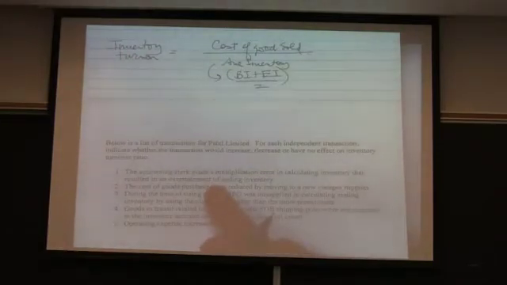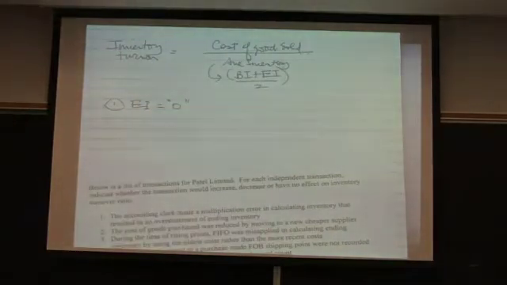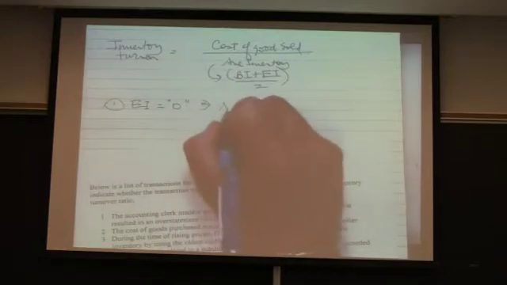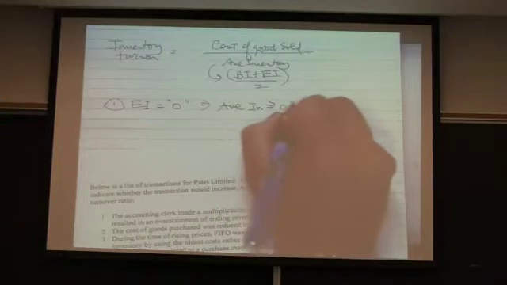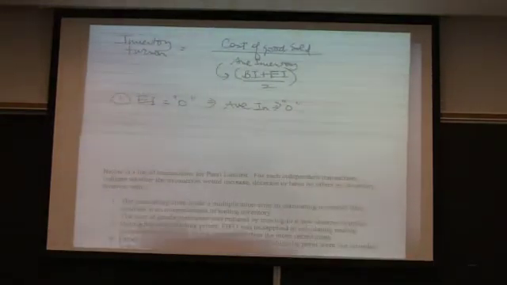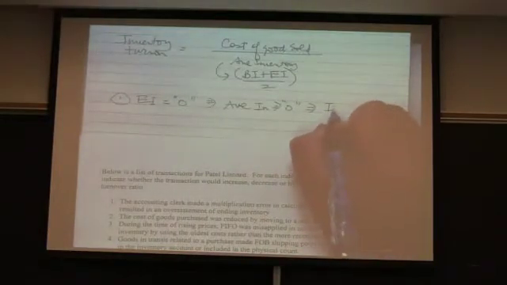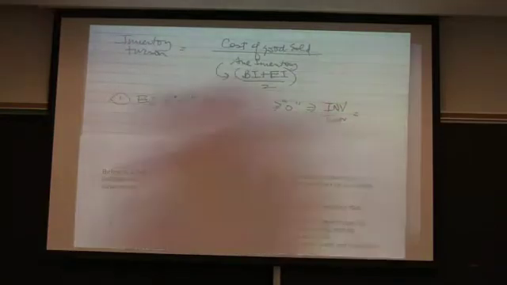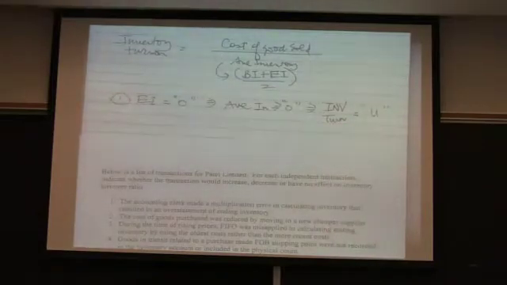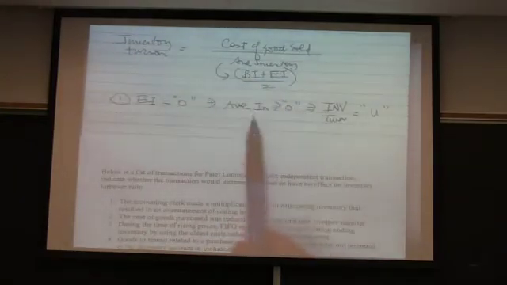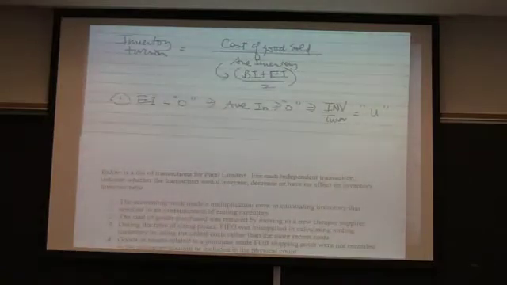The accounting clerk for Patel made a multiplication error in calculating inventory that resulted in an overstatement of ending inventory. If I look at the formula, you notice that if ending inventory is overstated, that means the denominator is going to be larger than what it should have been. That means average inventory is overstated. And with average inventory overstated, turnover is understated, right? Okay? Let's look at number 2.